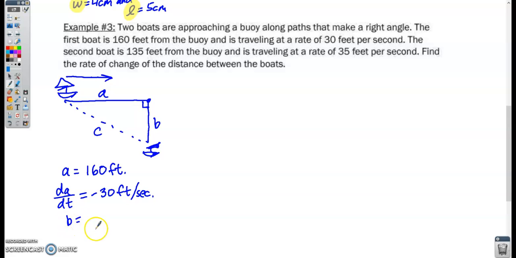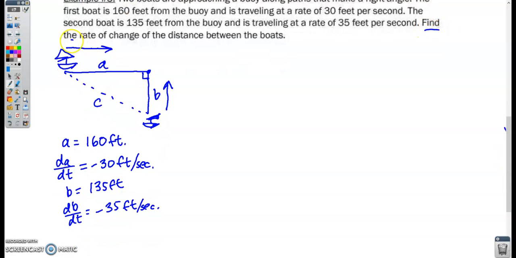Okay, B is given to us, it's 135 feet, and dB/dt is equal to 35 feet per second. But again, as that boat gets closer to the buoy, the value of B is decreasing, so dB/dt is going to be negative 35 feet per second. And what am I looking for? I'm trying to find the rate of change of the distance between the boats. So that's the rate at which C is changing. That's what we're trying to find.